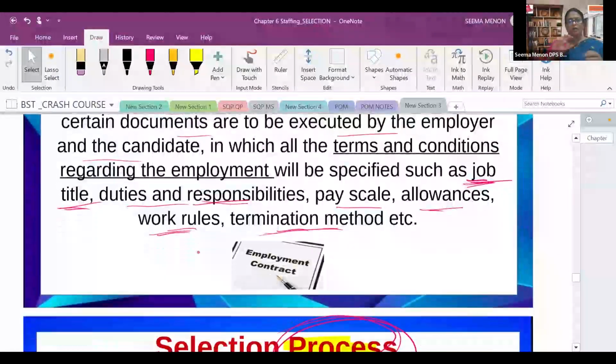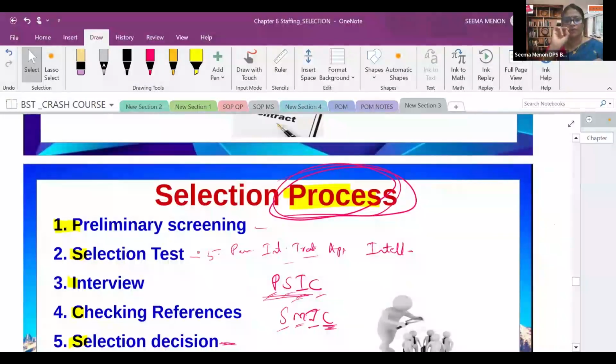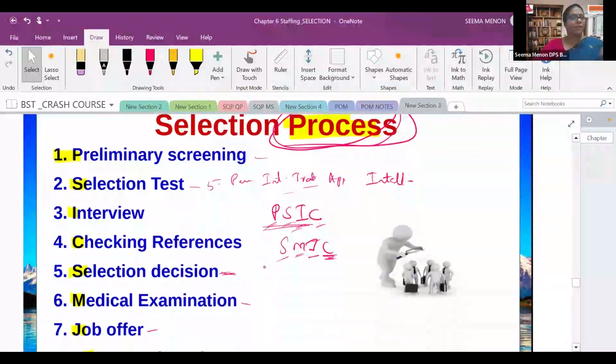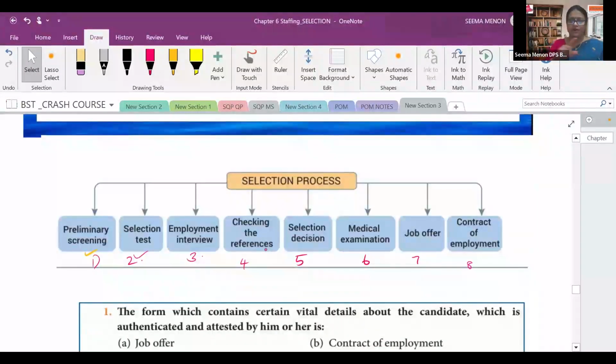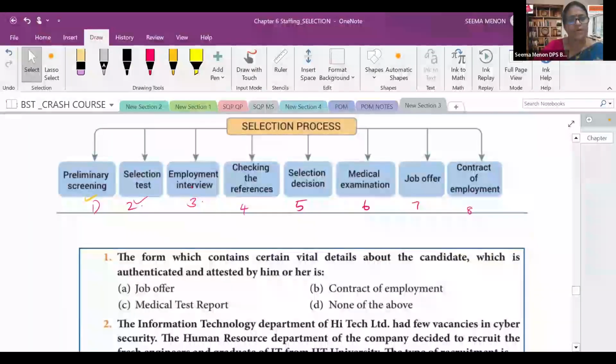Selection test, all these tests also you will not write in full. You will write P. What is the personality test for? Emotion, maturity level, value, ethics, knowledge. This much only you will write. For a 1 marker question also that will be useful to you. I hope you are able to understand what I mean. Coming back to this selection process, it is given in chart form: preliminary screening, selection test, employment, whatever I explained, everything is the same. So try to learn this with acronyms if you are not able to learn the entire sentence. And it is compulsory to write stepwise.